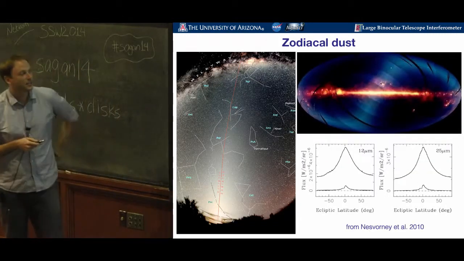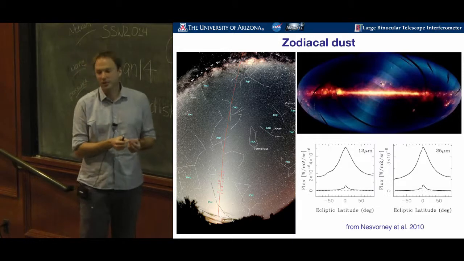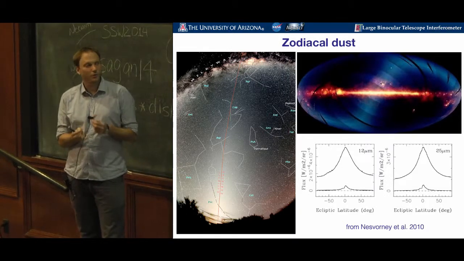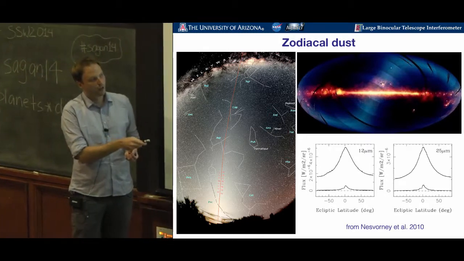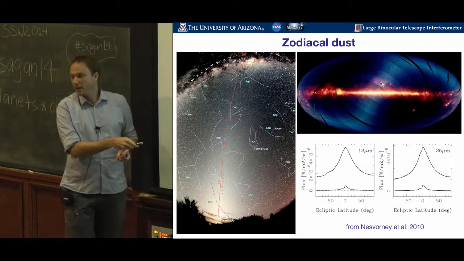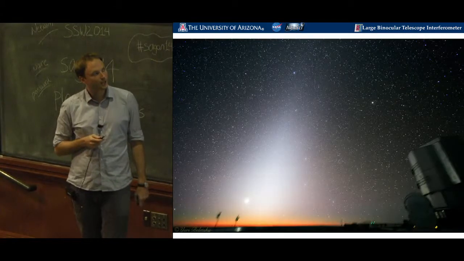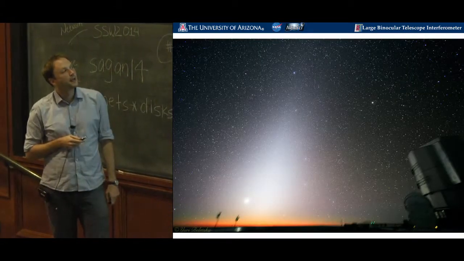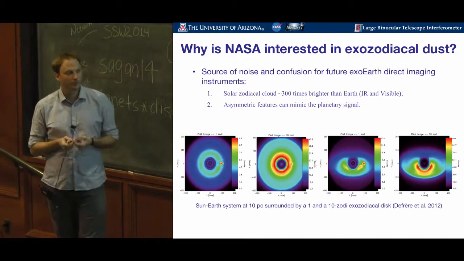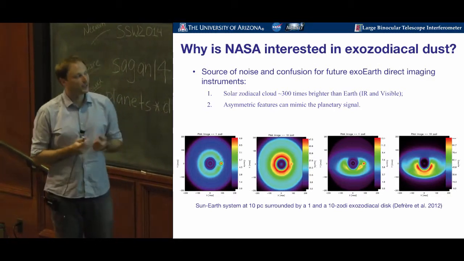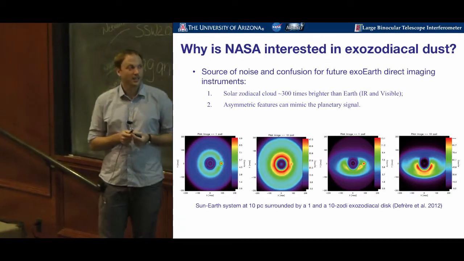So, zodiacal light. This is a nice picture taken from the ground. It's dust located in the solar system, roughly between Mercury and Mars, and it's in the ecliptic plane. You can see here the distribution of the flux of the zodiacal light. It's a function of the ecliptic latitude, mainly in the ecliptic plane. This is a nice picture from Paranal. And so NASA funded the LBTI to look for this dust. But why? Because it's a source of noise and confusion for future direct imaging missions.